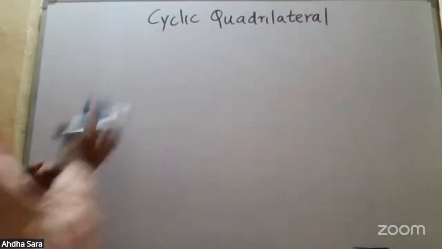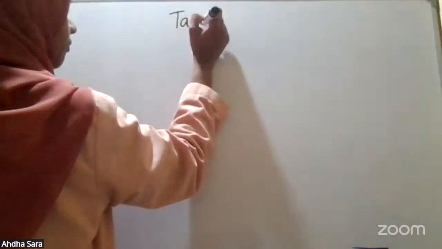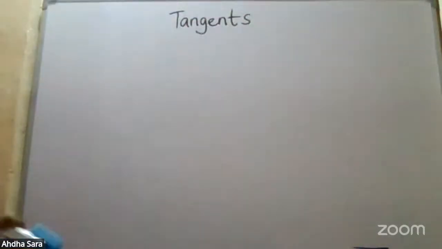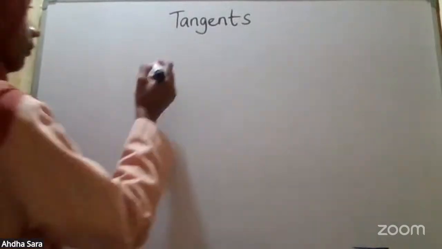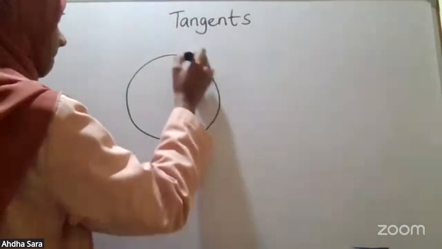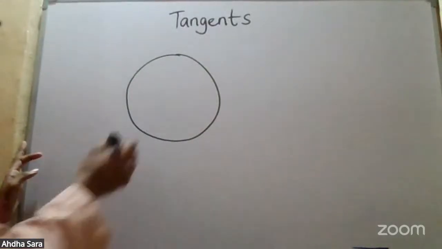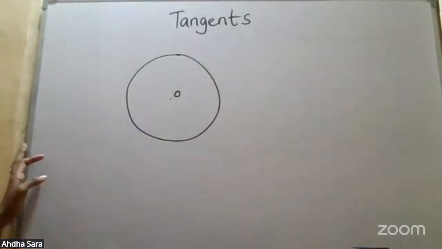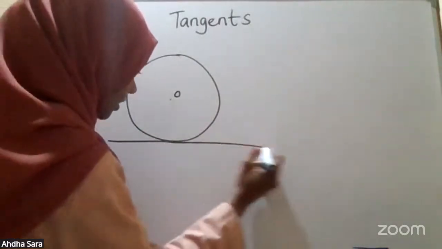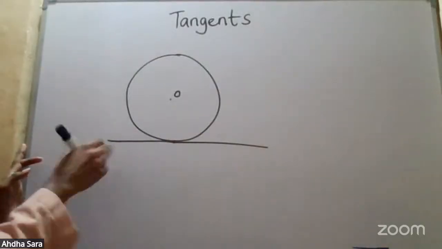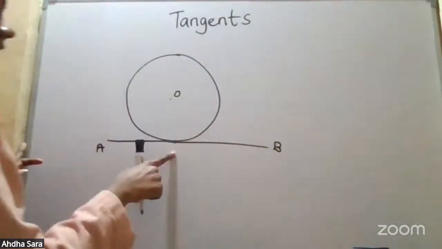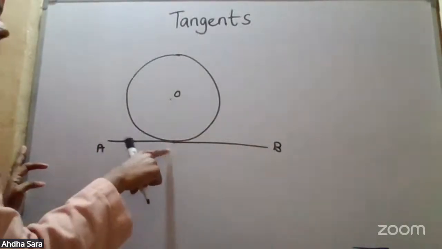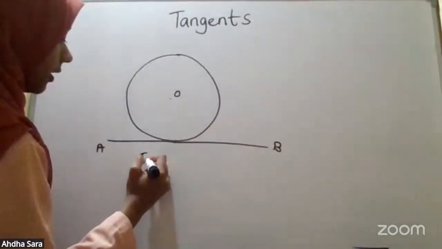Next, we have tangents. You have a circle with center O. Here, a straight line AB that touches a point on a circle. This is called a tangent.